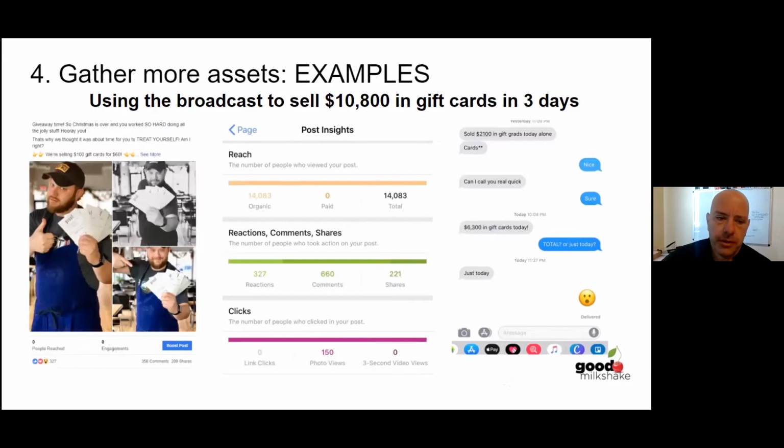And this is another thing we did for holidays. We sold $100 worth of gift cards for $60. It was basically just a cash grab for him after the holidays one year. We used his text list to send people messages that we're doing this, and we ended up selling close to $11,000 in gift cards in 3 days. Wow.